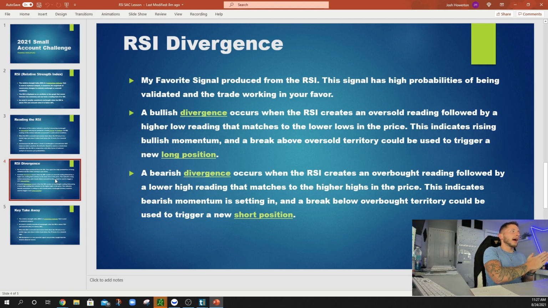So if you see the RSI building higher lows from being oversold, so let's say it's at a 30 and you see the RSI grinding back up, it's building higher lows, but the chart is building lower lows. That's an indication of rising bullish momentum, and that a break above that oversold territory, the 30, could be used as a trigger to enter a new long position, right? Bearish divergence, it's the complete opposite. It occurs when the RSI creates an overbought reading followed by a lower high, but the stock is making higher highs, right?